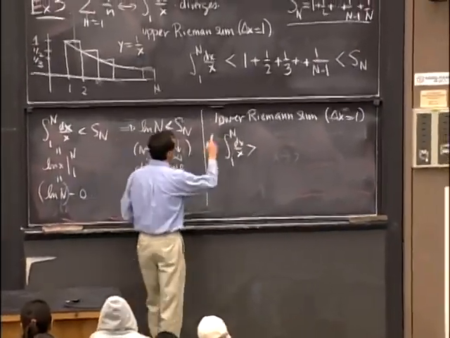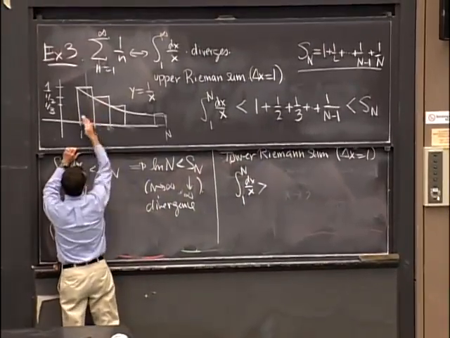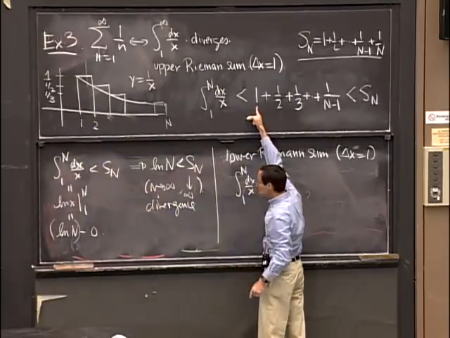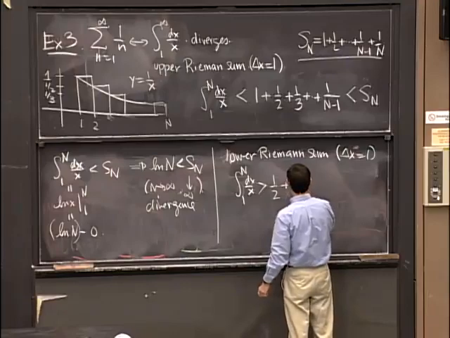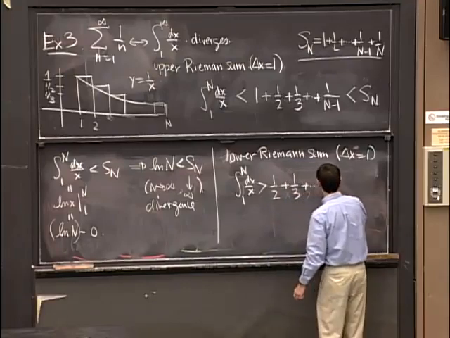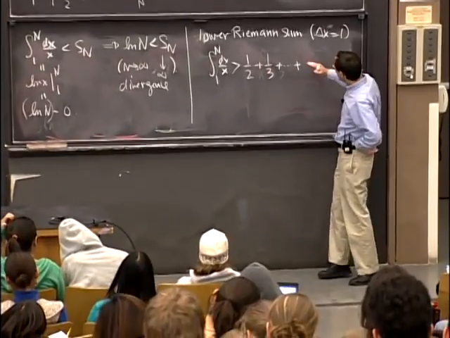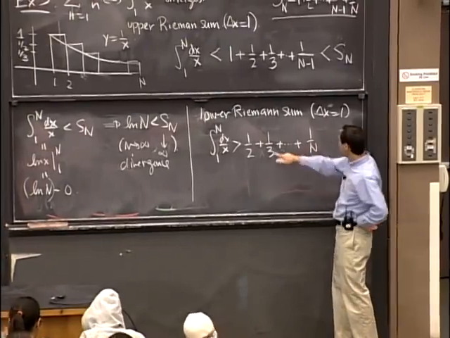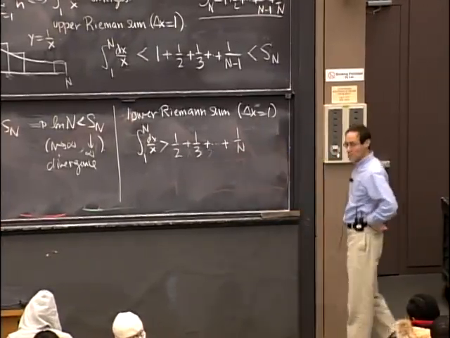If I fit them underneath, I'm missing the first term. That is, the box is going to be half height. It's going to be this lower piece. So I'm missing this first term. So it'll be a half plus a third plus, it'll keep on going. But now, the last one, instead of being 1 over n minus 1, is going to be 1 over n. This is, again, a total of n minus 1 terms. So this is the lower Riemann sum.